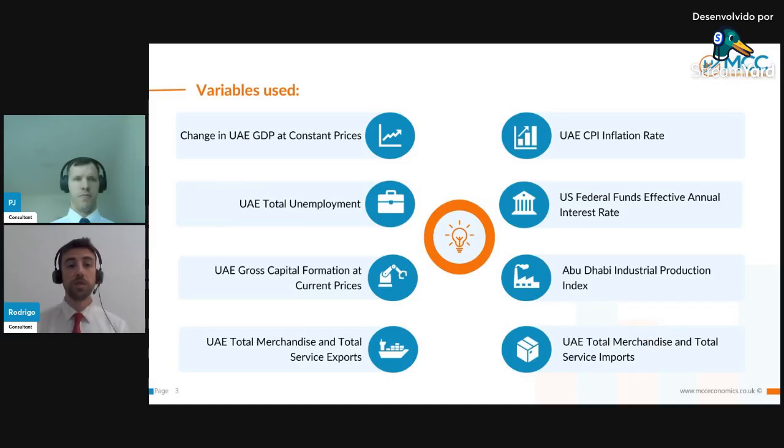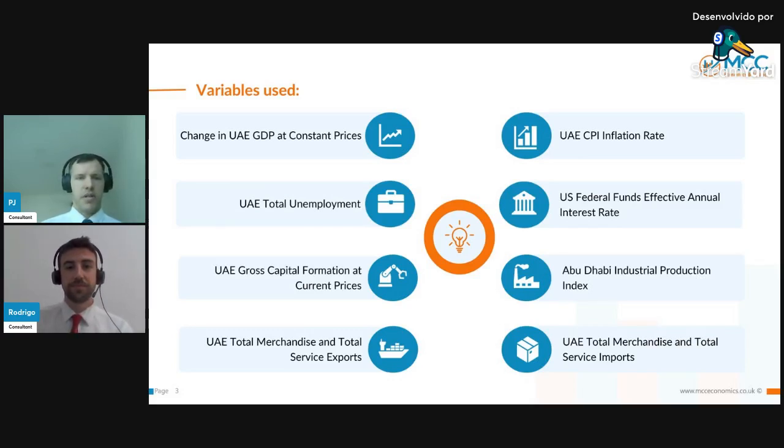We also use gross capital formation, also at constant prices. That's a little bit of a typo there. We use the Abu Dhabi Industrial Production Index, and then UAE total merchandise and total service exports, and then UAE total merchandise and total service imports, or total exports and total imports. So that's the general data set that we used for this macro model.